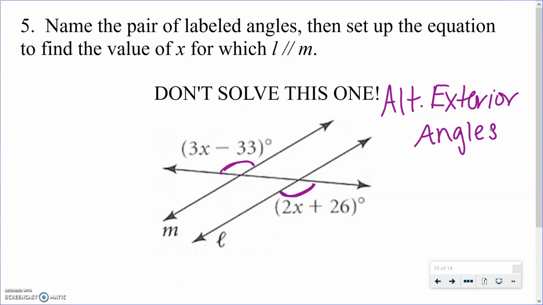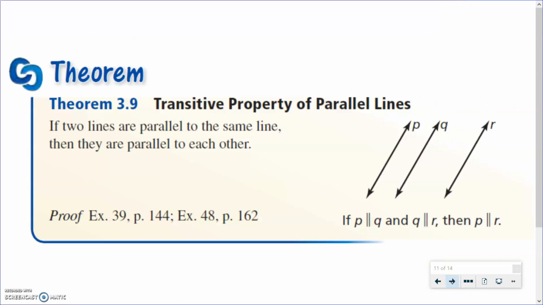Okay, and we know that alternate exterior angles on a set of parallel lines cut by a transversal are congruent, so we would set up the equation 3x minus 33 equals 2x plus 26, and we could solve that for x, but really the important thing that we're looking at right now is just identifying those relationships between parallel lines cut by a transversal and the angles that are formed. Okay, so here's our next one.